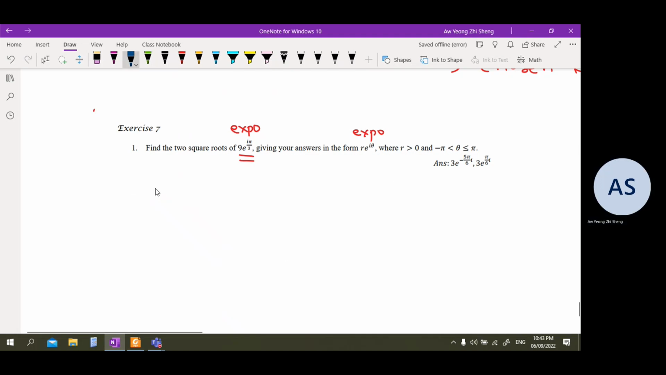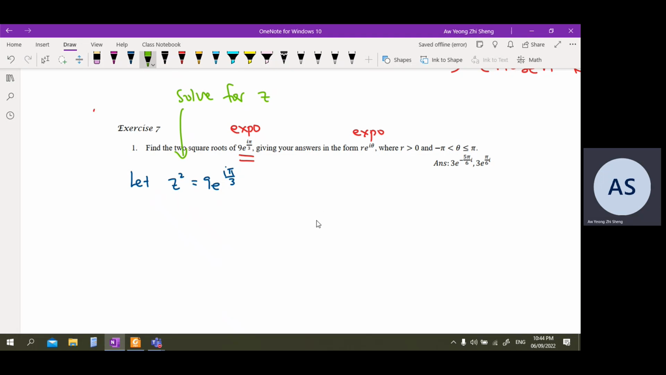Now, so to find the two square roots of 9ei pi over 3, I will let z squared be equal to 9ei pi over 3, and the aim is to solve for z. I want to solve for z here. And so solving for z will be the same as taking square roots. Okay. So, please don't write z equals to plus minus square root 9ei pi over 3. It doesn't work this way when you have a complex number. It doesn't work this way.